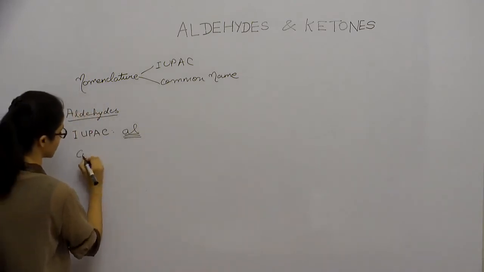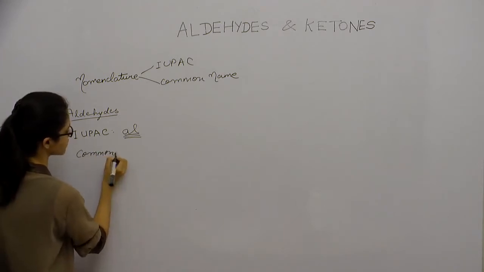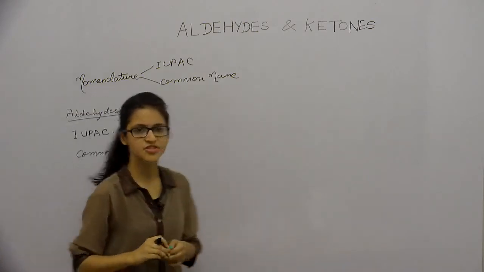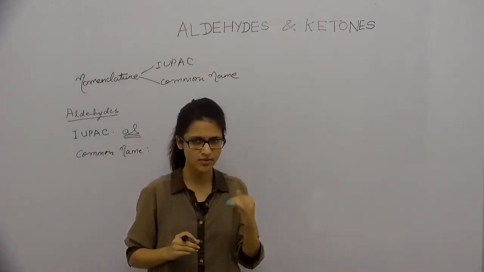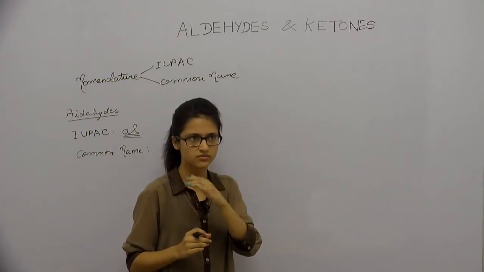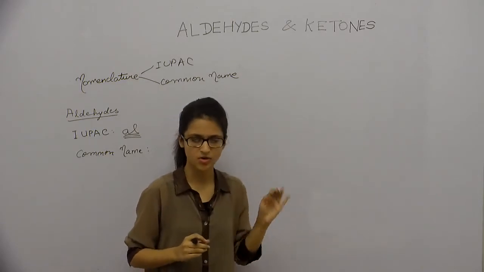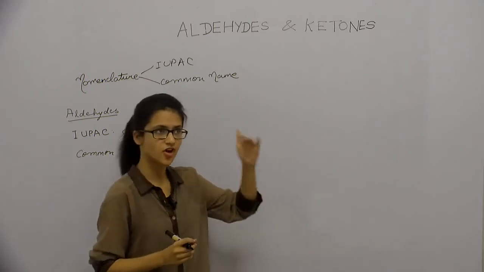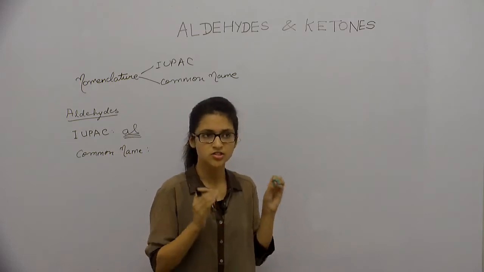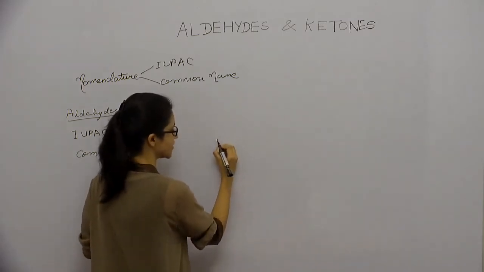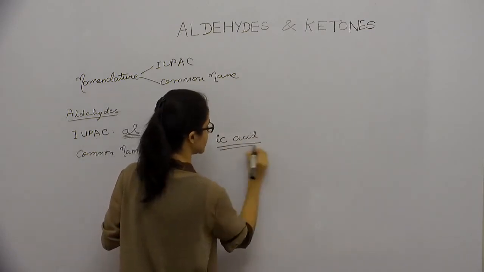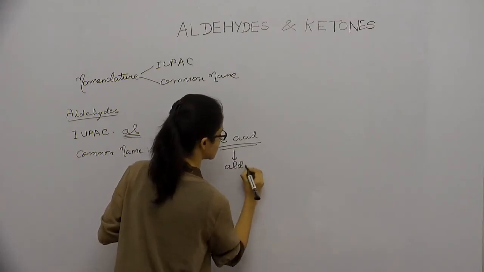Now we come to the common name. Common name is probably a little more interesting. We've studied carboxylic acid, so we have a little bit of idea. We know that the common name for one carbon atom carboxylic acid is formic acid. It's formic acid, acetic acid, propionic acid, butyric acid. From that carboxylic acid name, we remove the ic acid part and replace it with aldehyde.